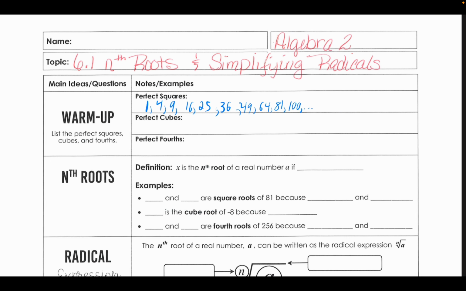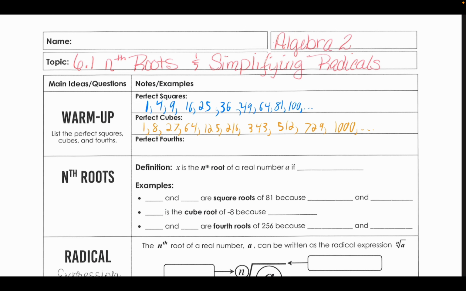Perfect cubes. 1, 8, 1 cubed, 2 cubed, 27, 64, 125, 216, 343, 512, 729, 1000.